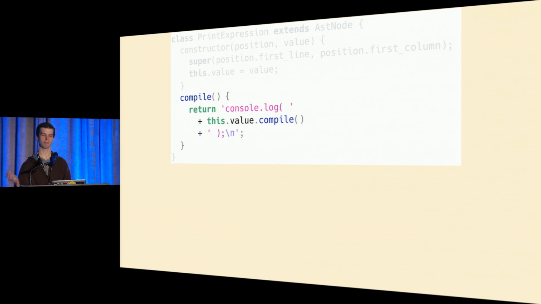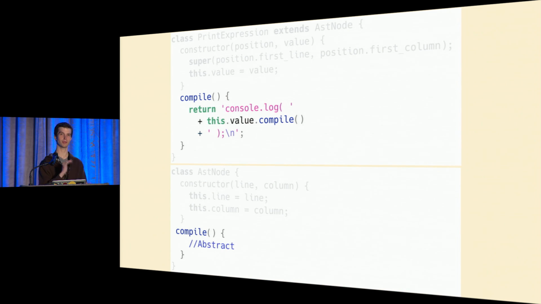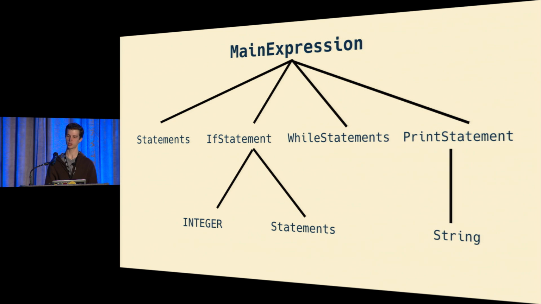There's also a compile function, which when you call it, actually produces the generated JavaScript code. So in this case, we're just using the standard console.log that's available in JavaScript. And in our top-level class, this is simply abstract. So here's kind of what's going on.